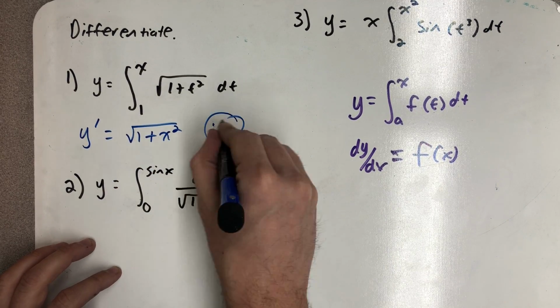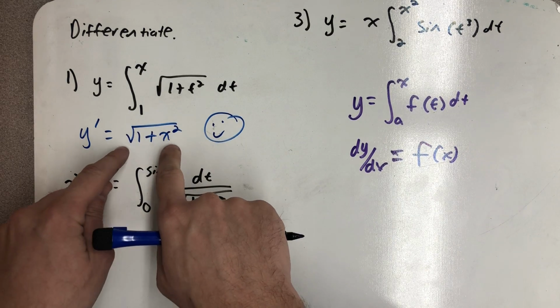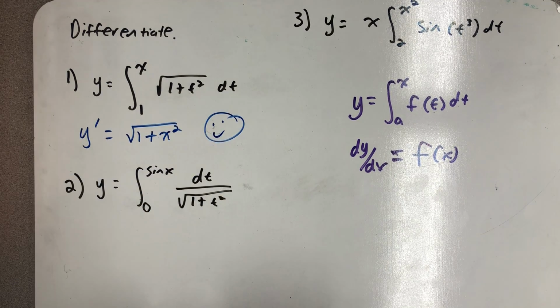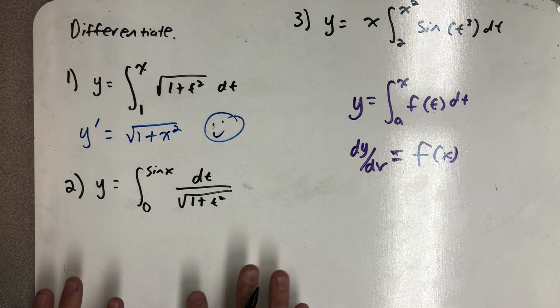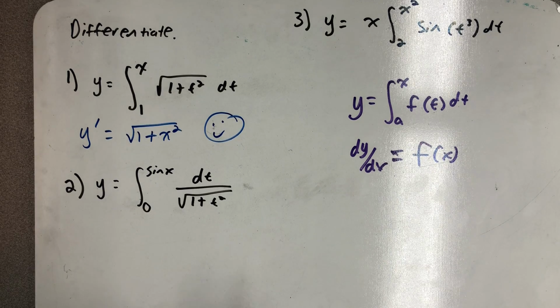Nothing really to think about there, right? That's what this integral defined function is built to be. It's built to be the antiderivative, or an antiderivative, of its integrand. So now we look at number 2, and it's kind of similar. It has that 1 plus t squared under a square root. It's in the denominator this time.